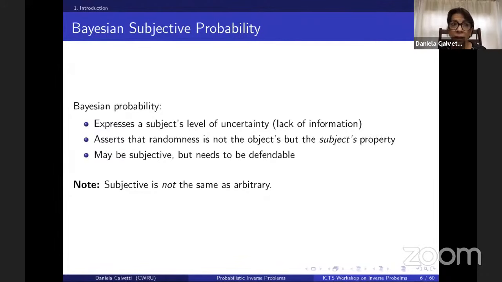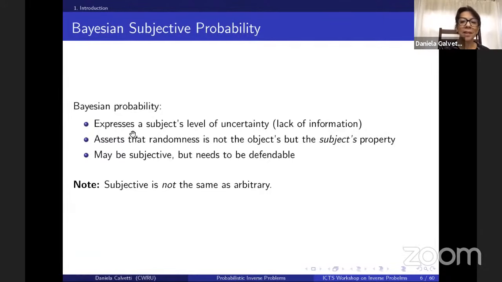Subject and subjective are two terms that need to be clarified, because sometimes Bayesian inference has been accused of being arbitrary. Arbitrary and subjective are different things. You can be subjective and arbitrary, but in general, in Bayesian inference, we want to use arguments that are subjective, because the subjective is the one that sets a probability, but also defendable. So we should be able to explain why we are making such assumptions a priori.